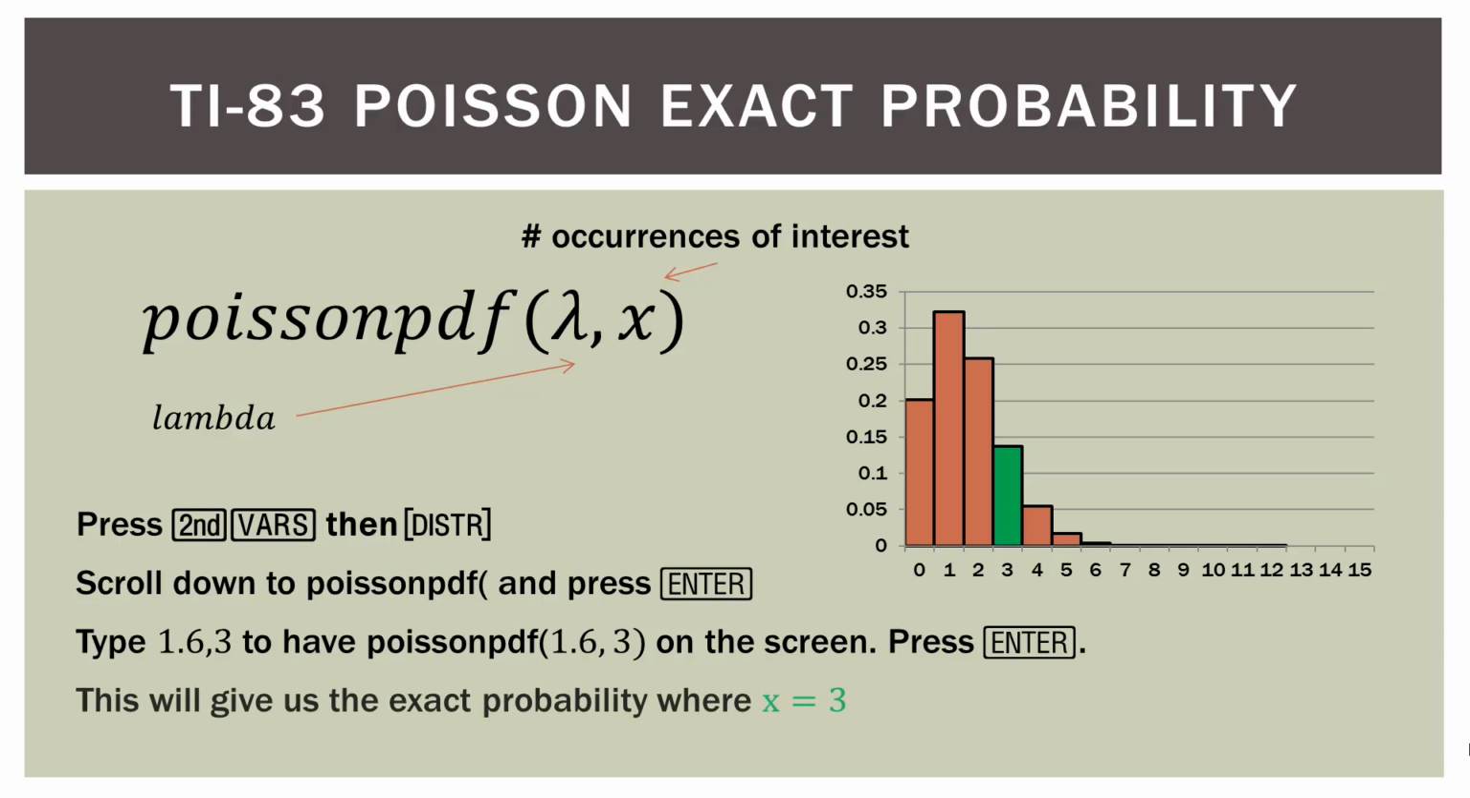Go ahead and press enter. This will give us the probability where x equals 3, or 3 customers. And again, that should give us 0.139. So the calculator actually has the formula stored in it. If we just tell it what lambda is and what our x of interest is, it will do the formula for us. So 0.139, that matches what we did by hand, and that matches our graph, so we're pretty sure that that is the correct answer.